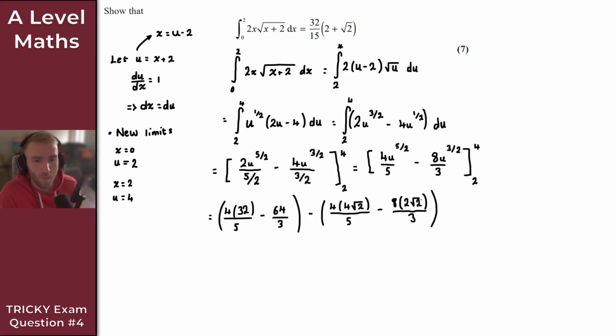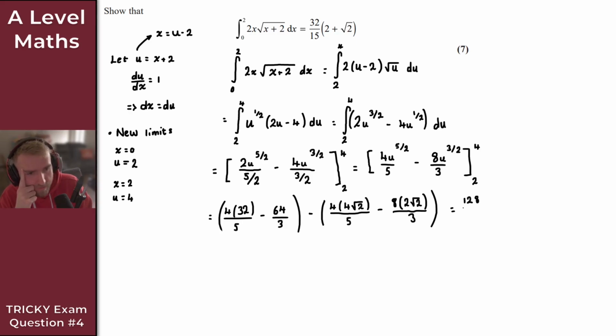Okay, perfect. Now, clearly at this point we are a little bit off what we actually want. So it's just a matter of simplifying, and hopefully we should be able to work towards this desired result. Okay. So 4 times 32 over 5 minus 64 over 3. Let's just do this over to the right here. So 4 times 32, so I get 120. And then 4 times 2 is 8. So 128 over 5.